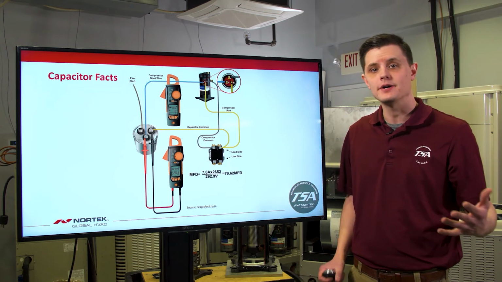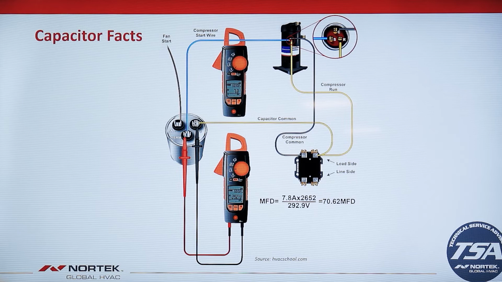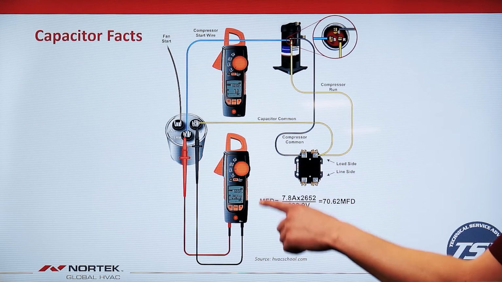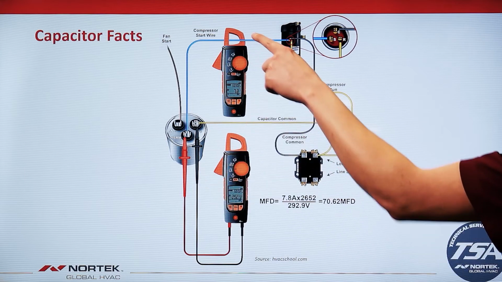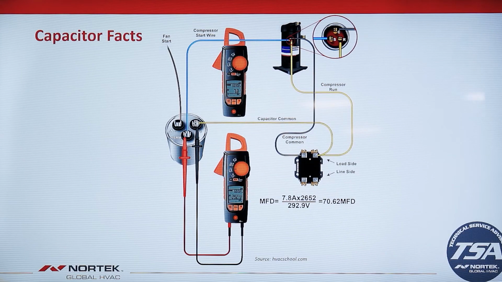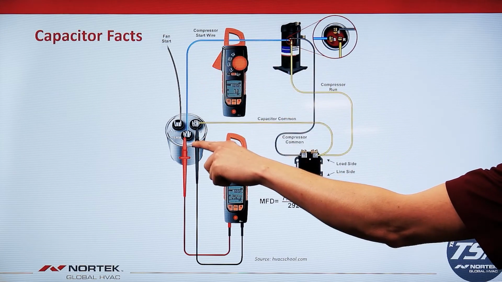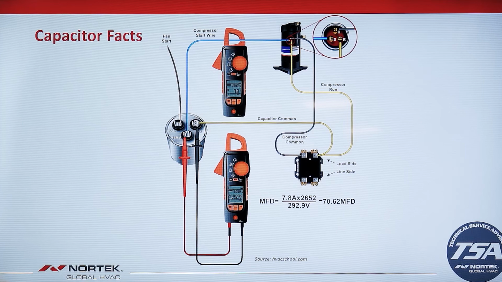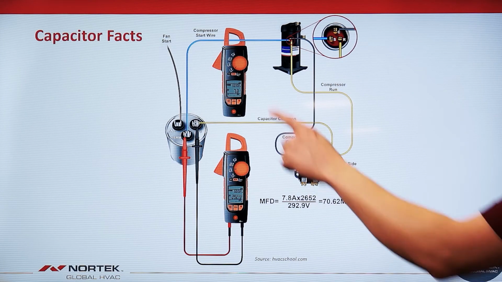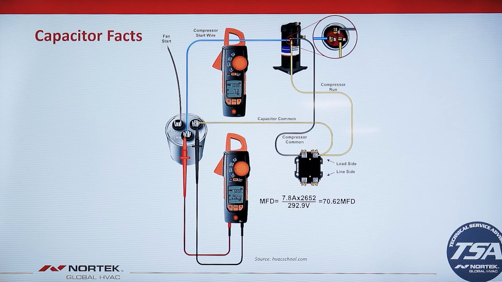So per our picture here, I have two meters. One meter is going to be testing voltage, the other meter is going to be testing the amp draw on the compressor. The first thing that you want to do is grab the compressor start wire that goes down to your Herm terminal on the capacitor. You want to take that amp draw. Per our example here, our amp draw is 7.8, so you'll write that down, 7.8.